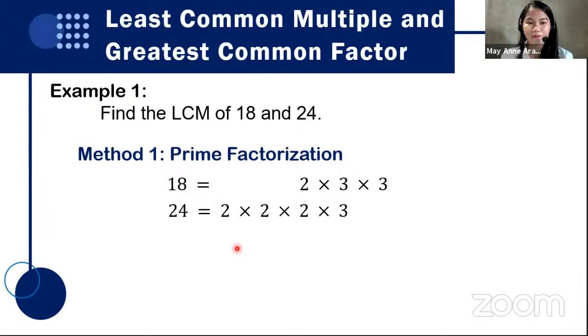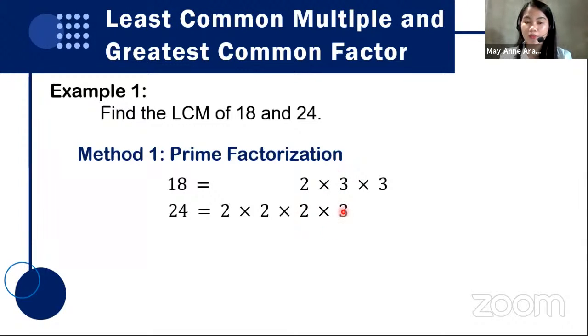Now for 24, 24 is divisible by 2, and that gives 12. 12 is equal to 3 times 4, since 12 is divisible by 3, giving 4. And you can factor 4 further, because 4 is equal to 2 times 2. So we have three 2's here, 2 times 2 times 2, and times 3. All you have to do is arrange or match the numbers vertically. You can see here that one of the 2's, one of the prime factors of 18, is matched with one of the 2's of 24. And the same for 3.